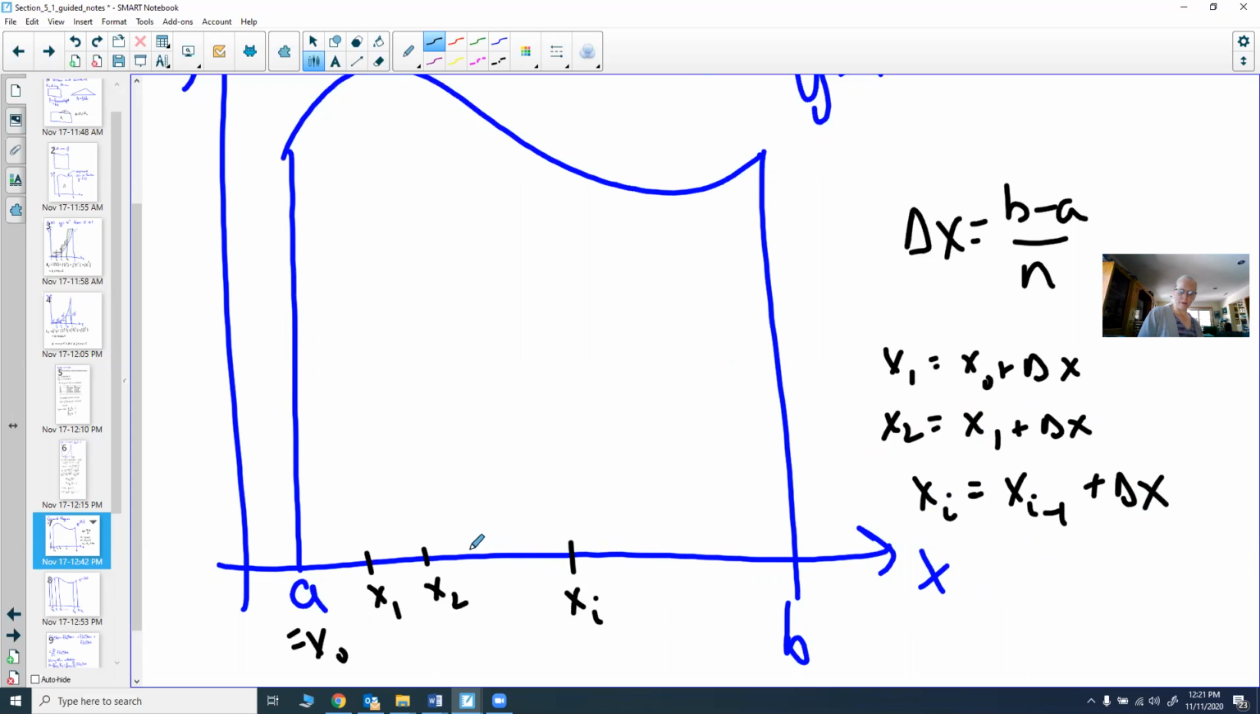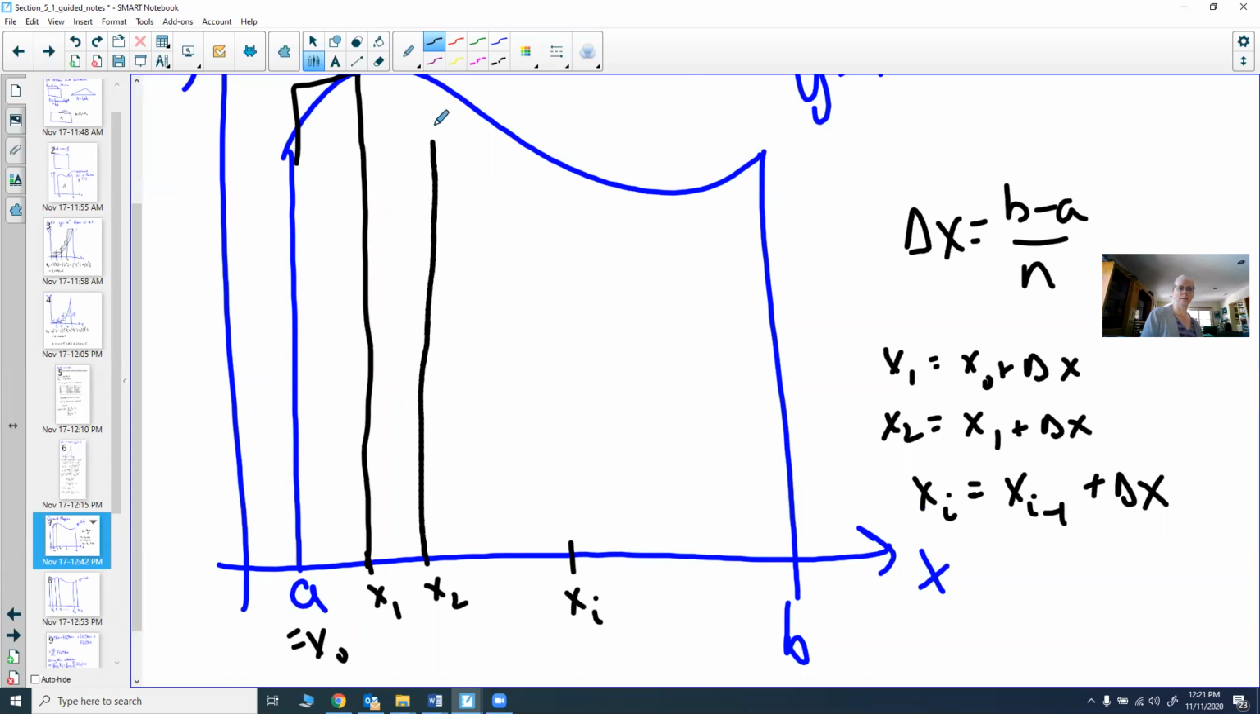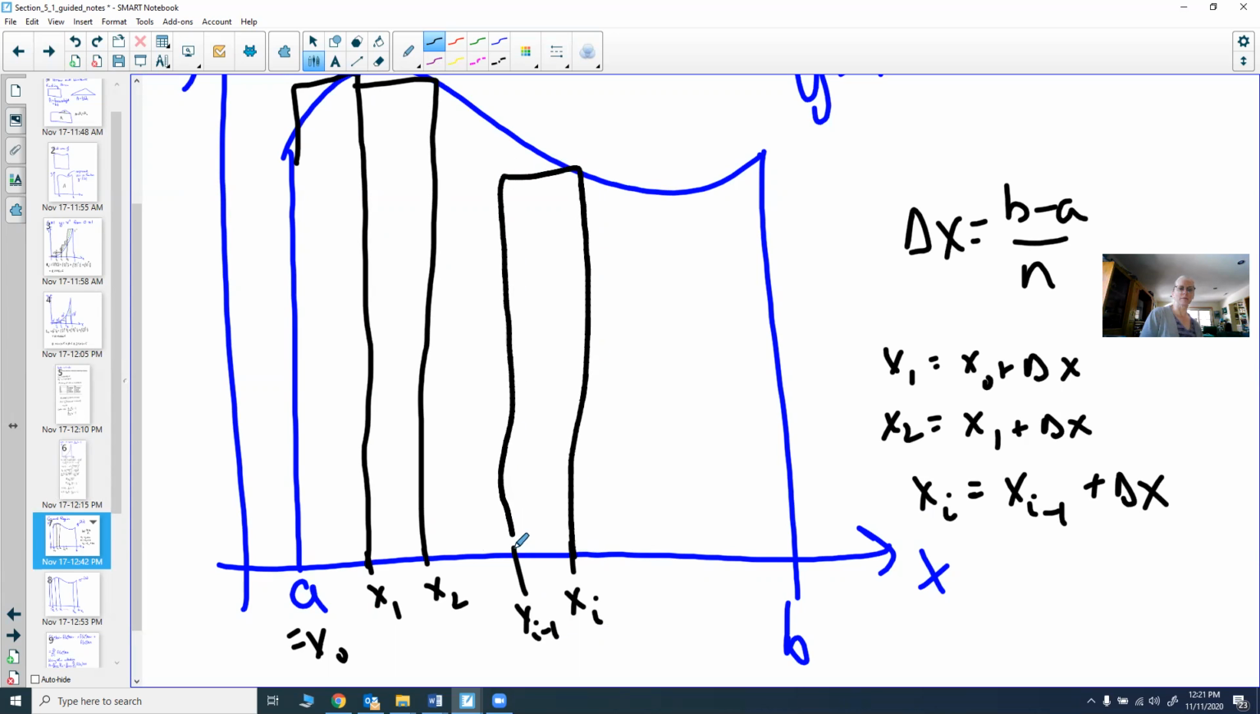And then we can either do left or right sums. It doesn't really matter which ones you do. So we come up from the right, come over and down, then come up from the right till you hit the graph, come over and down. Here again, we're going to have, let's put an x sub i minus 1 in here. We're going to come up till we hit the graph, come over and down.